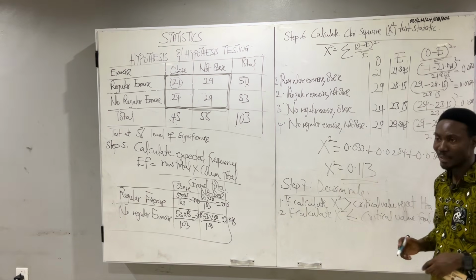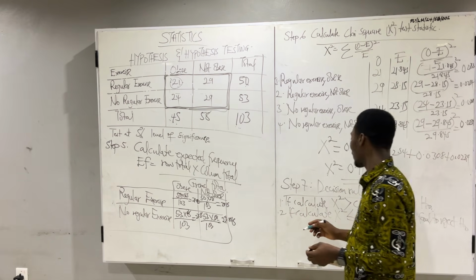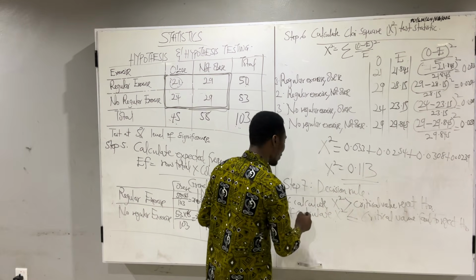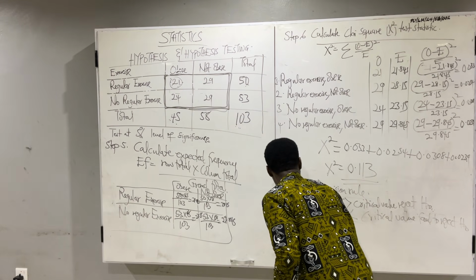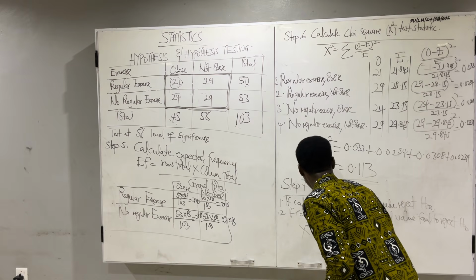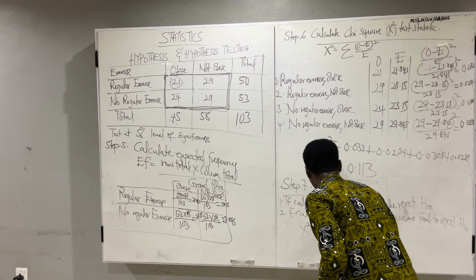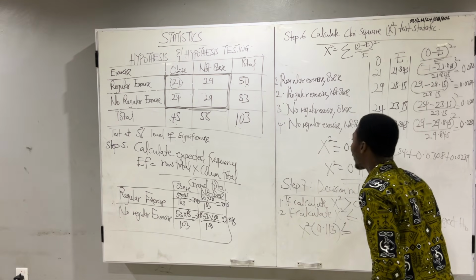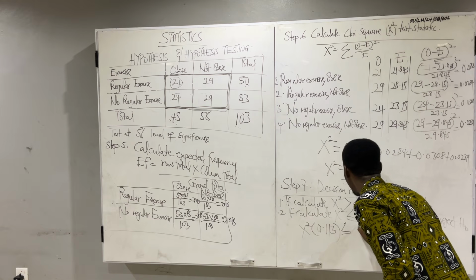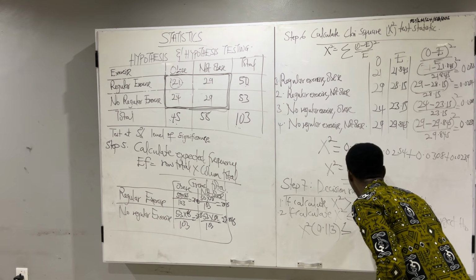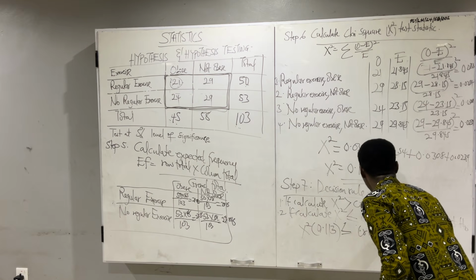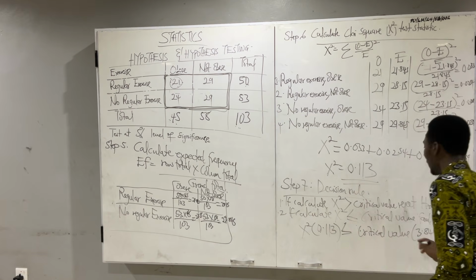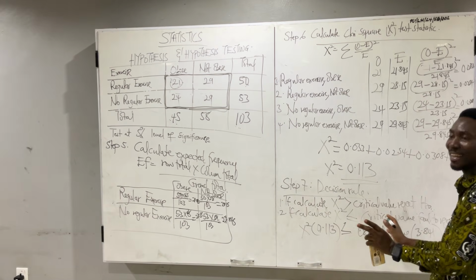So now our calculated chi-square, what did we get? 0.113. So that means that you write X squared, in bracket 0.113, is less than the critical value. What did we get for the critical value? It's less than critical value, in bracket 3.841. Then you are done. So this is how you end step 7.